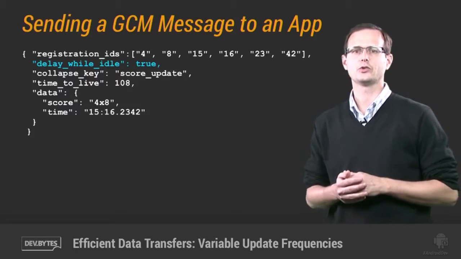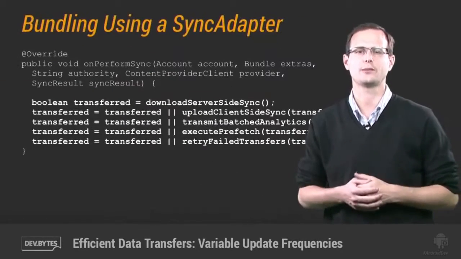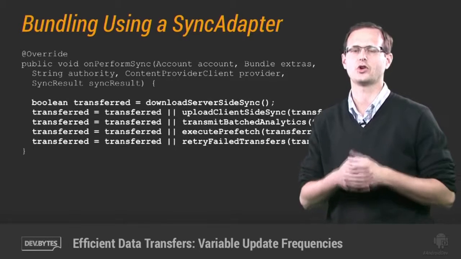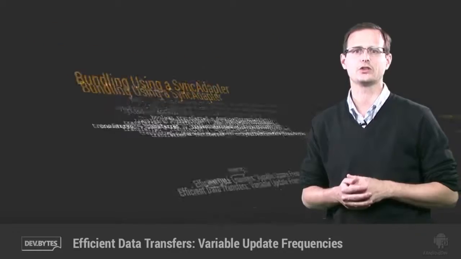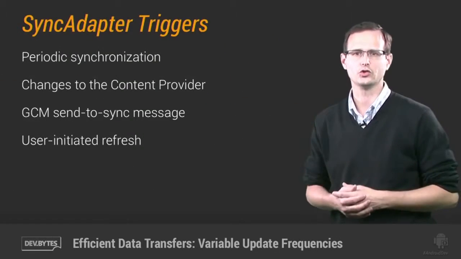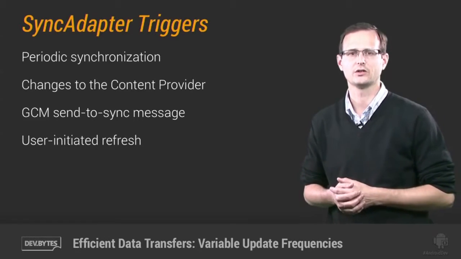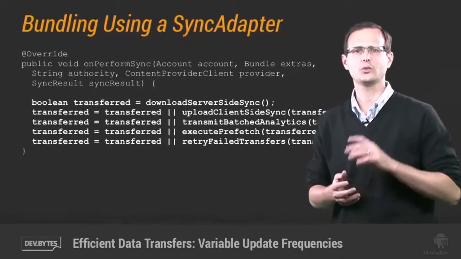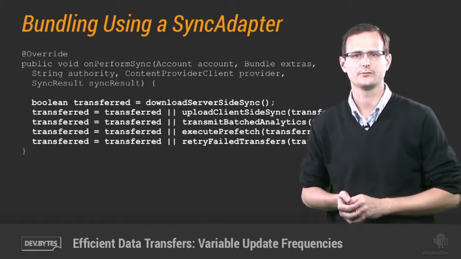In other DevBytes, on using the sync adapter, you saw how to group all of your app's transfer methods within your sync adapter's onPerformSync method. A sync adapter can be triggered a number of ways, including GCM tickles, client-side changes, scheduled updates, or user actions, like selecting a new song or browsing an article that hasn't been prefetched. Within our onPerformSync handler, we need to determine which of these triggers are sufficient to initiate a new transfer.